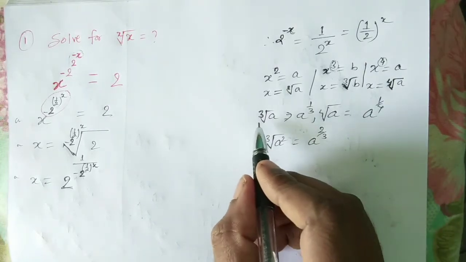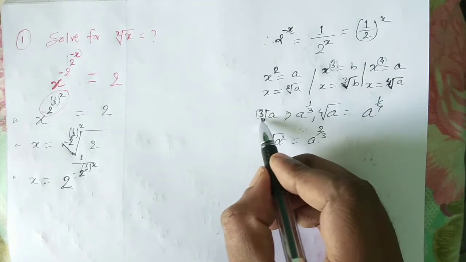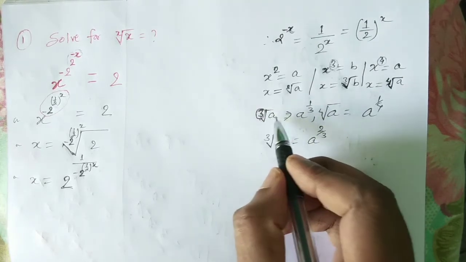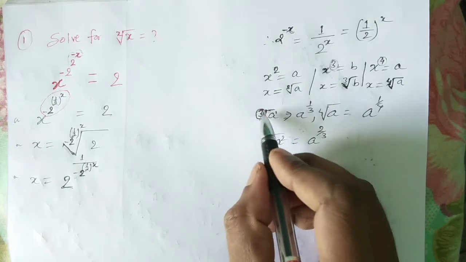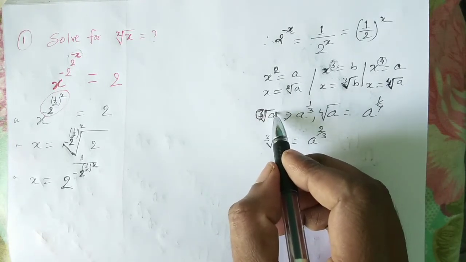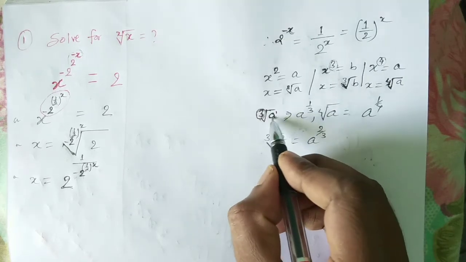So it means to say, what do we have here? What do we have as the degree? What do we have as the degree of this root? This degree will be written as the denominator of the power of the radicand here. This is the radicand here.